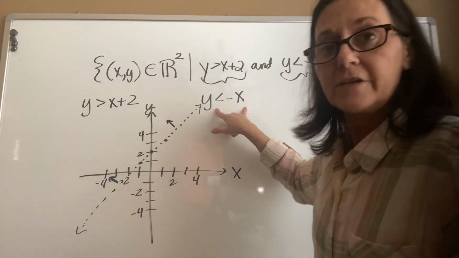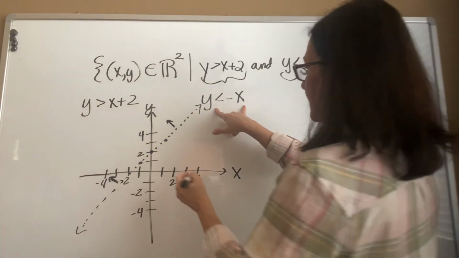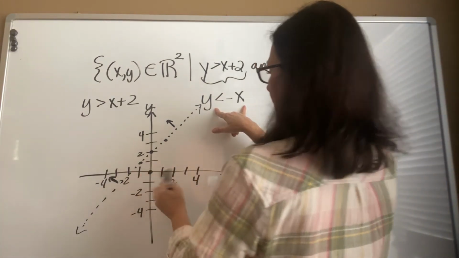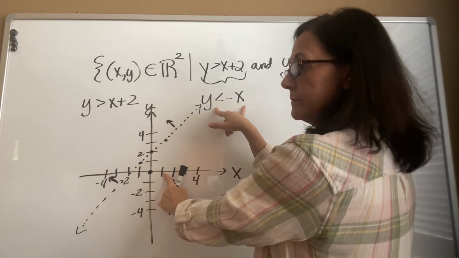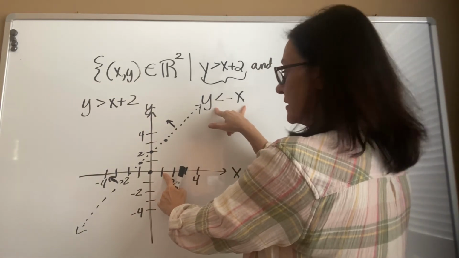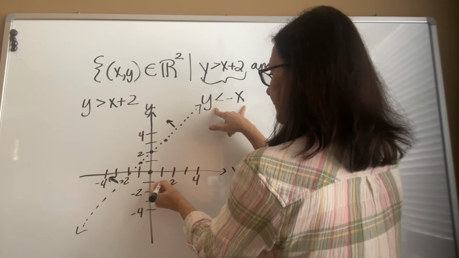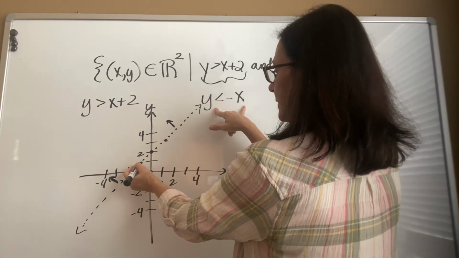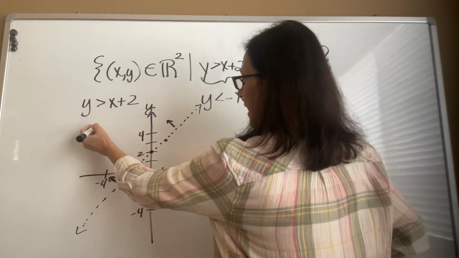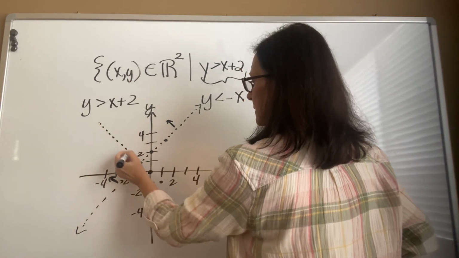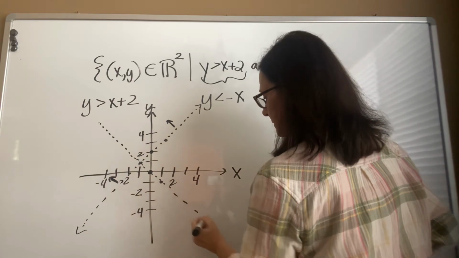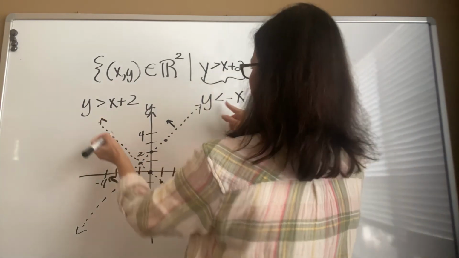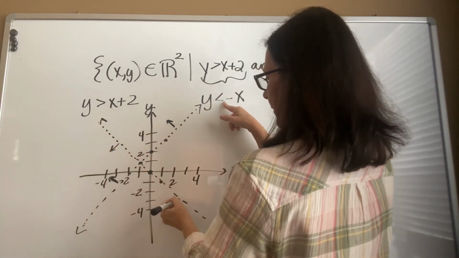All right, now let's graph this one. When x is 0, y is 0. When x is 1, y is -1, because it's the opposite of 1, -1. When x is -1, the opposite of -1 is 1. This also is a hyphenated line, and it's less than, so it's the area below it.